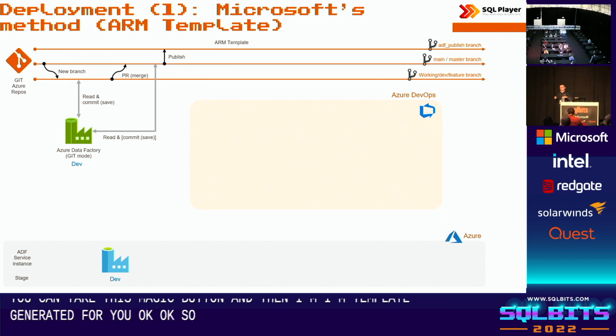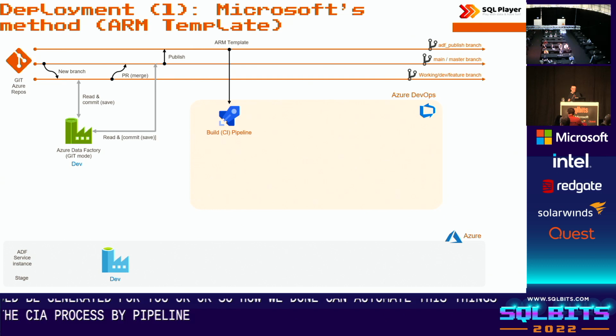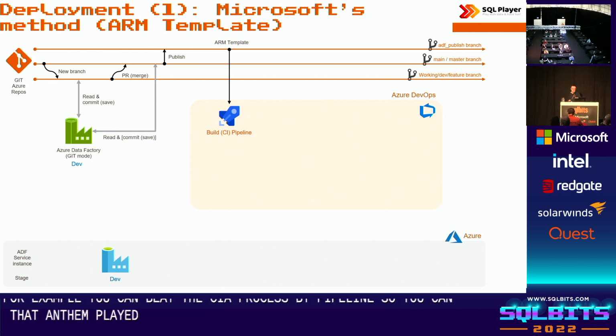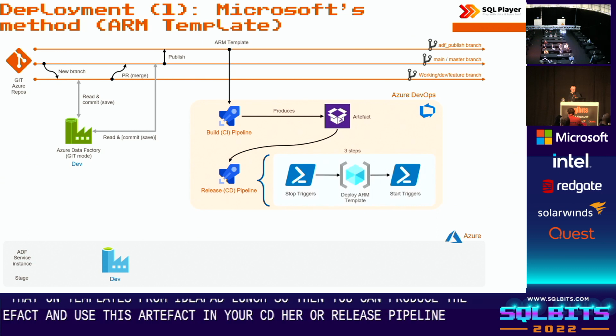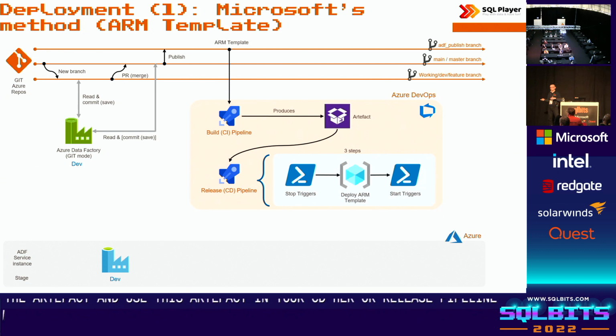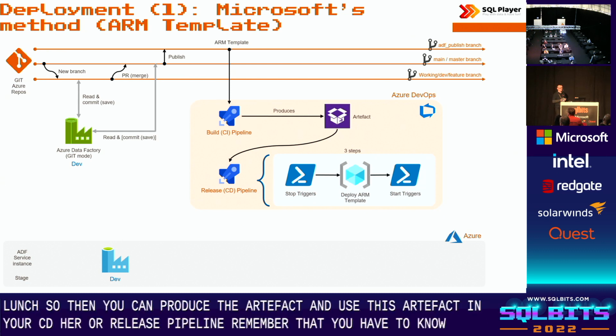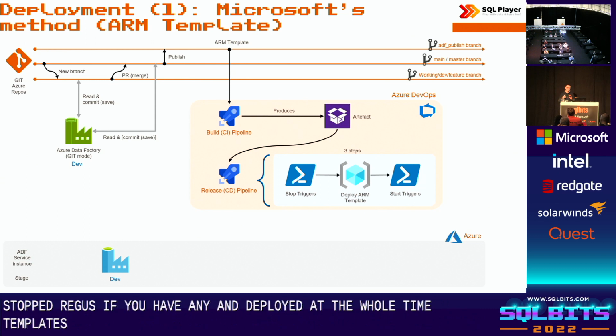Okay. So how can we then automate these things? So in Azure DevOps, for example, you can build the CI process, build pipeline. So you can get that ARM templates from our ADF publish branch. So then you can produce the artifact and use this artifact in your CD or release pipeline. But to do that, you also have to remember to do some extra actions, like pre and post deployment actions, like stop triggers if you have any, I assume you have some, and deploy the whole ARM templates, and then start triggers.